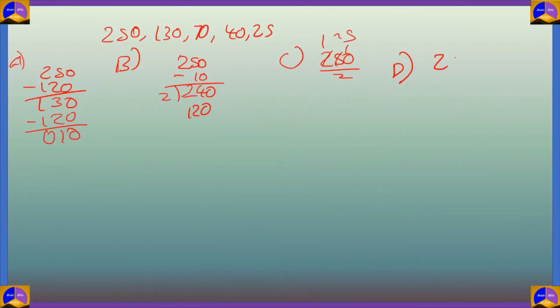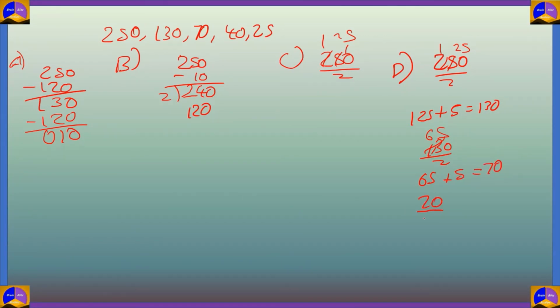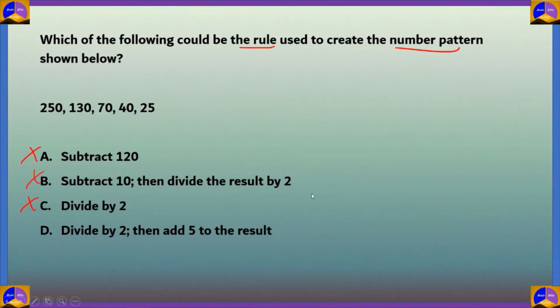Option D. 250, first you have to divide by 2, then add 5 to the result. 250 divided by 2 is 125. 125 plus 5 is equal to 130. Then 130 divided by 2 is equal to 65. 65 plus 5 is equal to 70. 70 divided by 2 is equal to 35. 35 plus 5 is equal to 40. Then 40 divided by 2 is equal to 20. 20 plus 5 is equal to 25. So option D suits the number pattern. Option D is the correct answer.